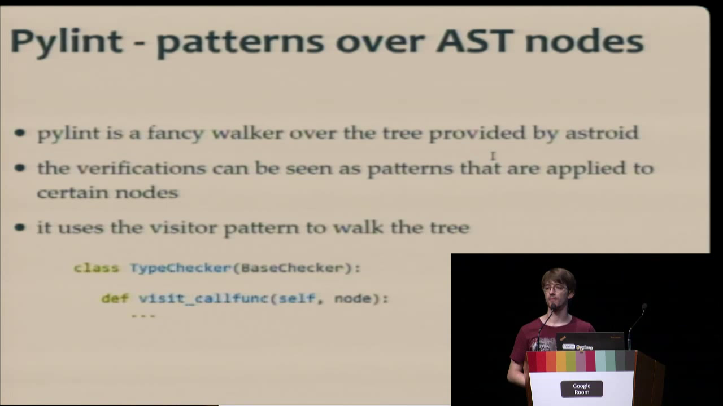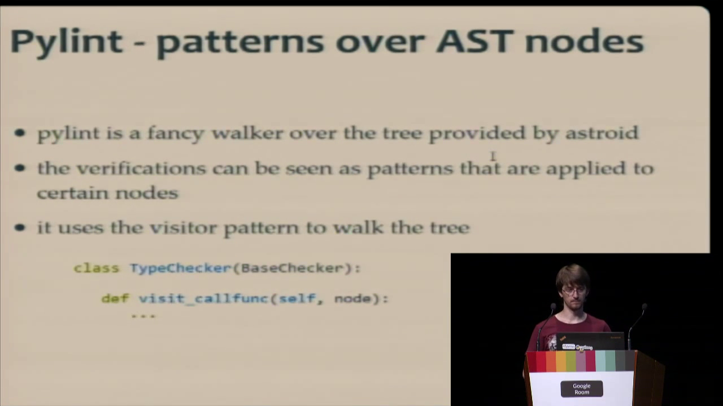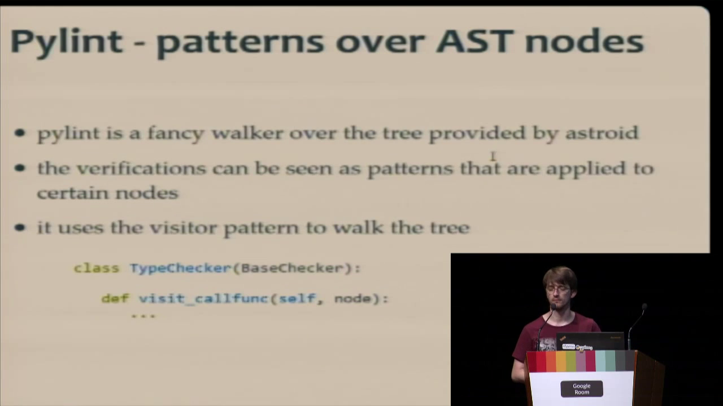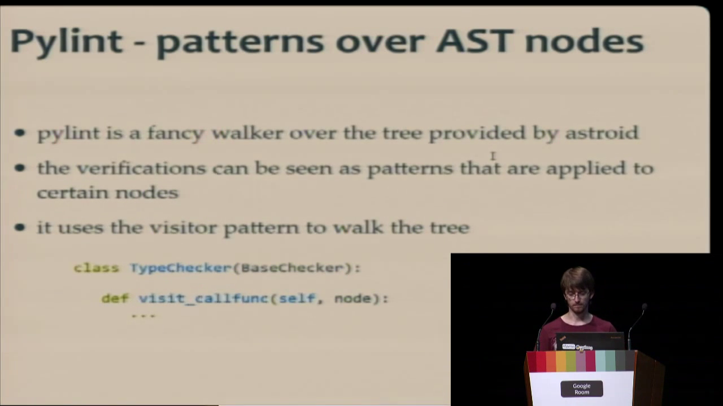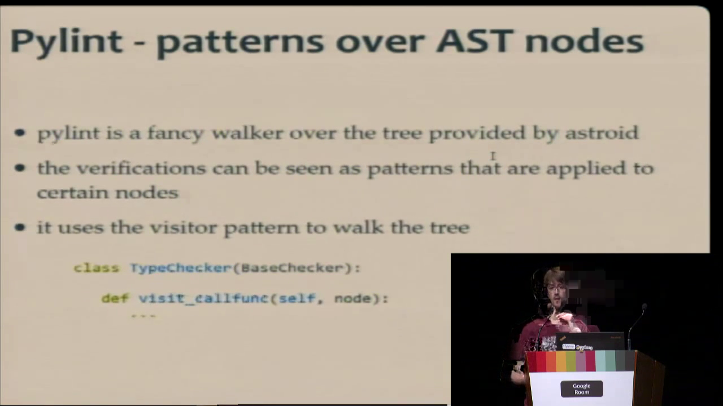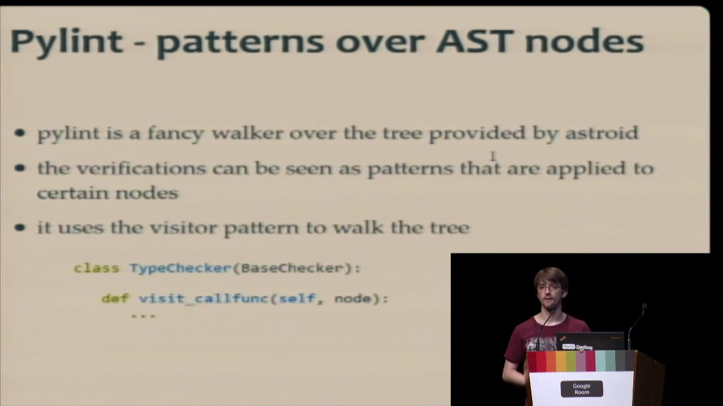Pylint is not so complicated. Astroid is the most complicated thing. Basically, it's like a fancy walker of the AST, and it has a couple of patterns, more than a couple, because Pylint can detect almost 180 types of errors or verifications. Basically, we're using the visitor pattern at each node, because that pattern really decouples your data structures from your algorithms.